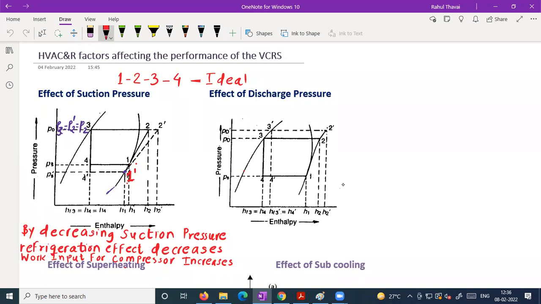Now see, from 2 to 3 we used to draw a horizontal line, which cuts the left hand part of the curve at point 3. Similarly, from 2 dash I have drawn a horizontal line which cuts the left hand part of the curve at point 3 dash. From 3 we move vertically downward till point 4, and similarly from 3 dash till point 4 dash. From 4 to 1 we move in a horizontal direction, and similarly from 4 dash to 1. So this is how I got the actual cycle.